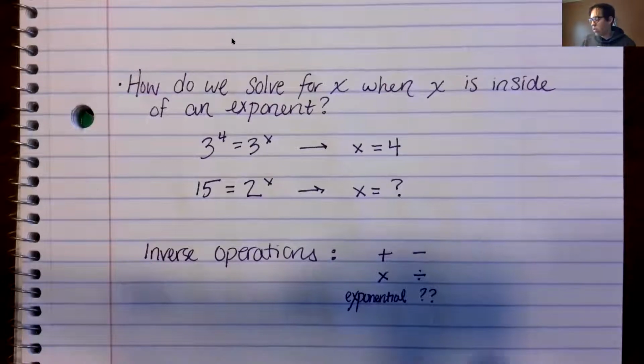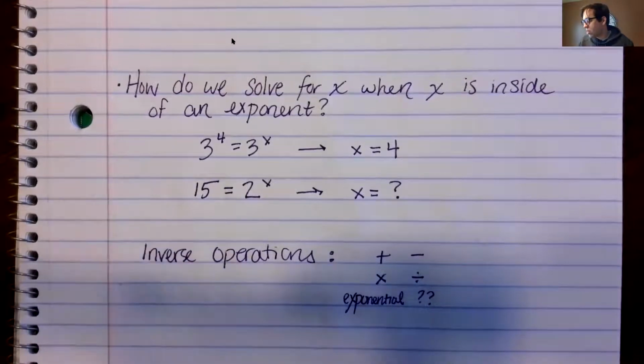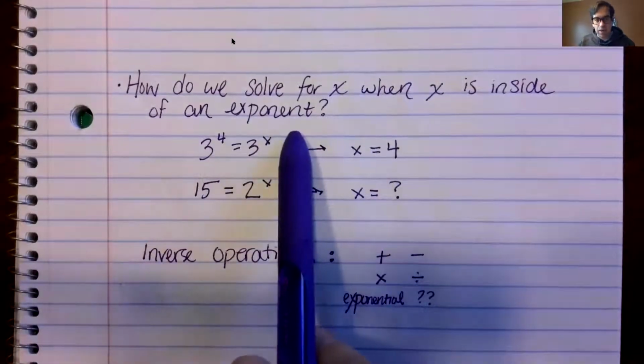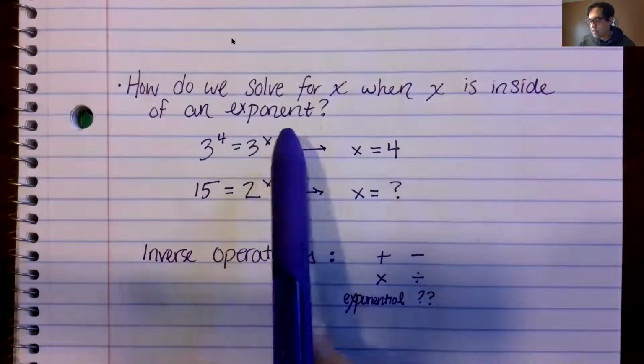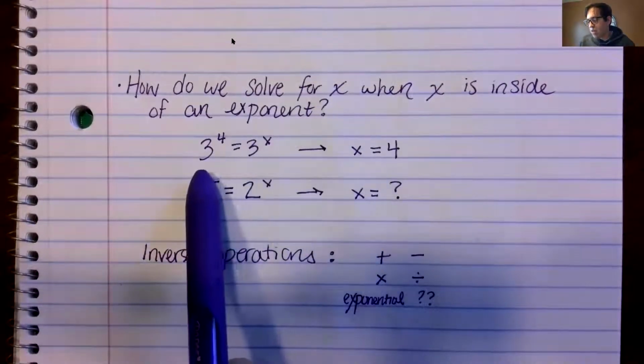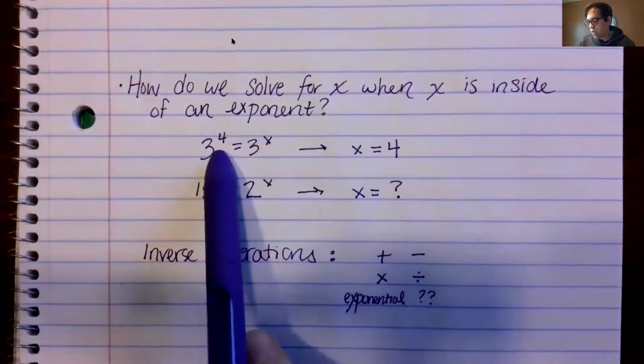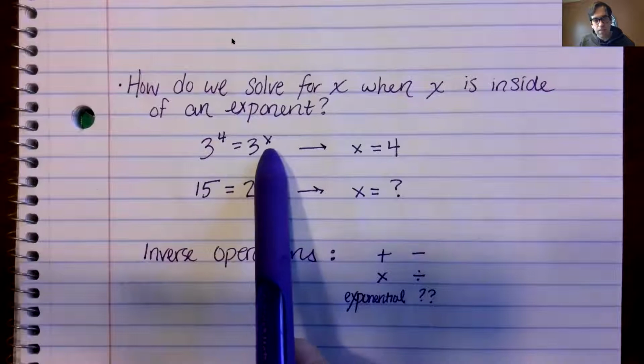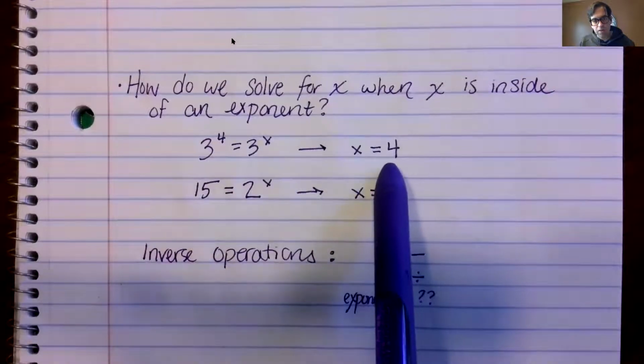Right? So how I want to start is just by asking the question, how do you solve for x when x is inside of an exponent in an equation, right? So much about math is solving for x. And we saw in the last lesson, if you have something like 3 to the 4th equals 3 to the x, well, we have the same base. So then you can just make the exponents equal to each other and we can solve for x.